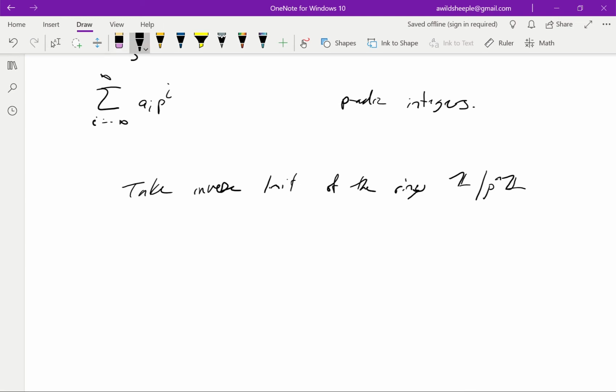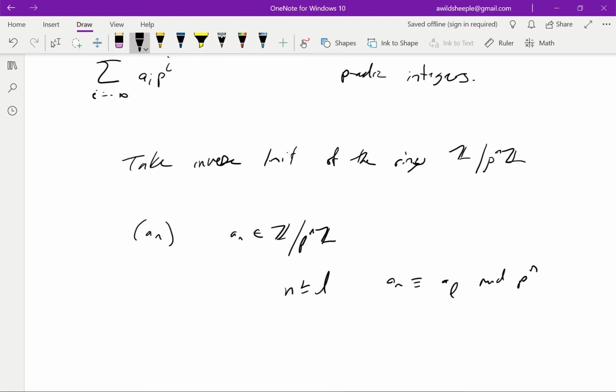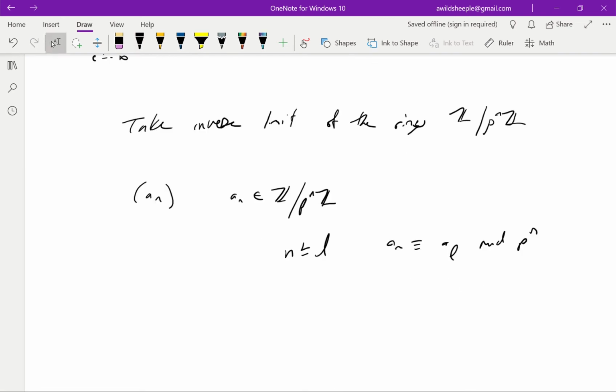So normally the deal is a p-adic integer is a sequence a_n, where each a_n belongs to Z mod p^n Z, and whenever n is less than some other number l, then a_n is congruent to a_l mod p^n. So what's going on here is we're doing this projection every time. If we have a_n lying over a_l, then we have a map which does this reduction mod p^n.